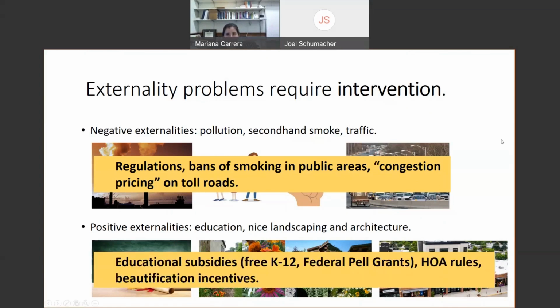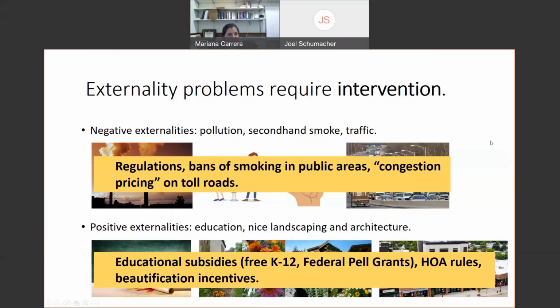For positive externalities, it's the opposite approach. You want to make something cheaper. If education is beneficial to all of society, we make education free, K to 12. We offer help paying for higher education for people who can't afford it, because the idea is that it contributes beneficially and has high payoffs for society.